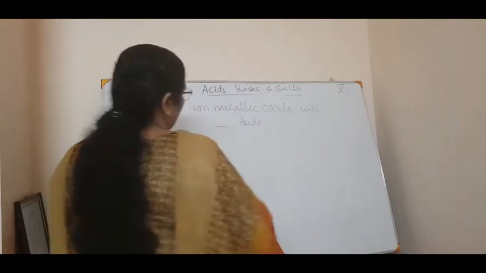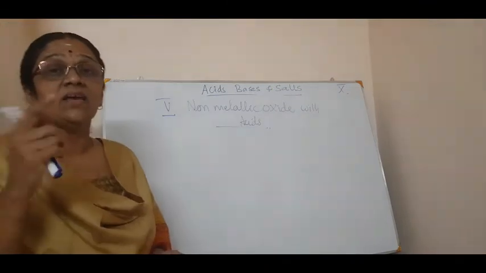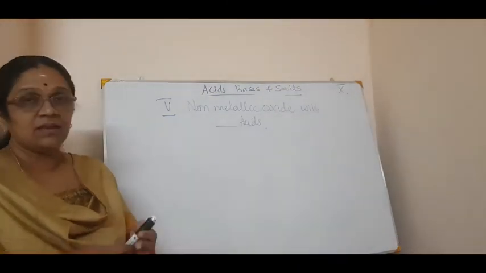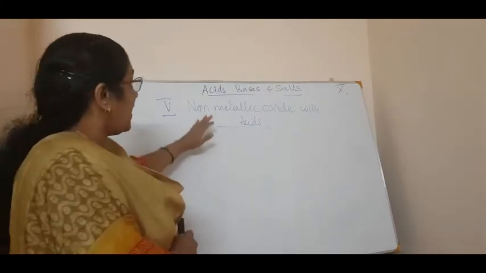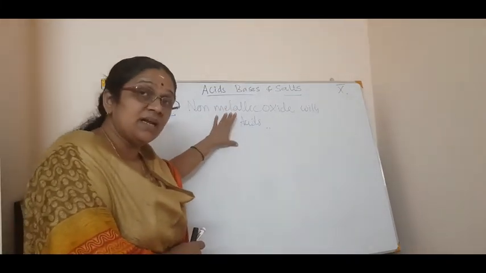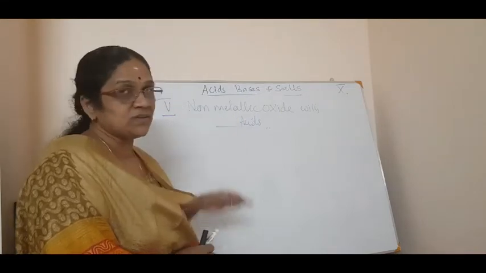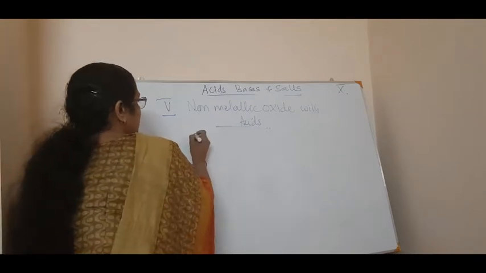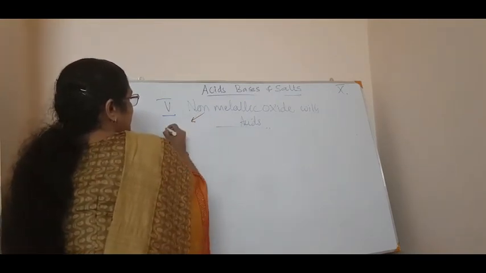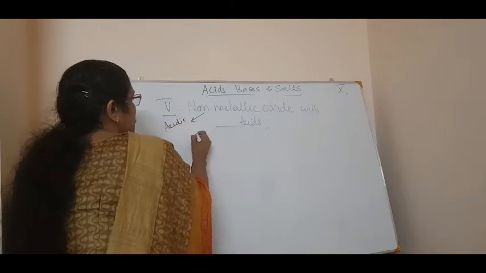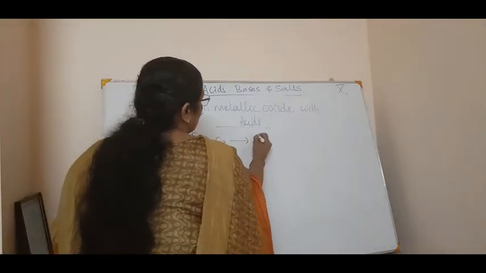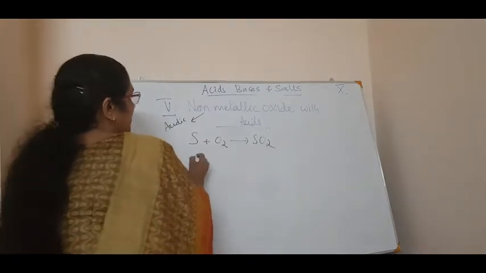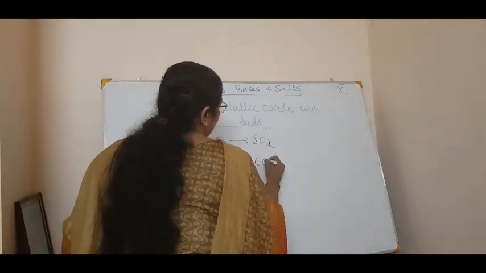The same thing we have done in metallic oxides with acids, we have to repeat once again. The difference is, there it was metallic oxides, but here it is non-metallic oxides. What are non-metallic oxides? Non-metallic oxides are also called acidic oxides. For example, sulfur plus oxygen giving sulfur dioxide, carbon plus oxygen giving carbon dioxide.